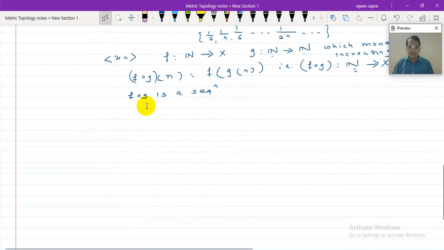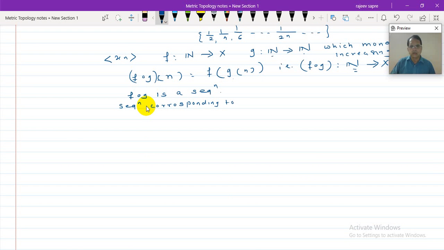So this sequence, that means the sequence corresponding to f circle g is a subsequence.